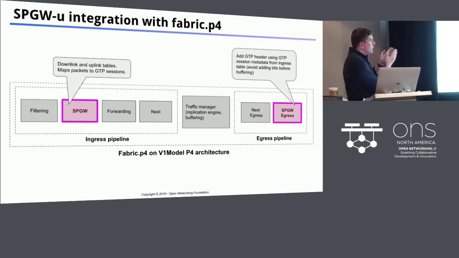But the way we added support for this in Fabric.p4 in Trellis is essentially we extended the pipeline. We added a few more tables in the middle. So we added one table in the ingress pipeline to map packets to different GTP sessions for both the downlink and the uplink. And we added a table at the end to actually add the GTP headers to those packets based on the mapping performed before.